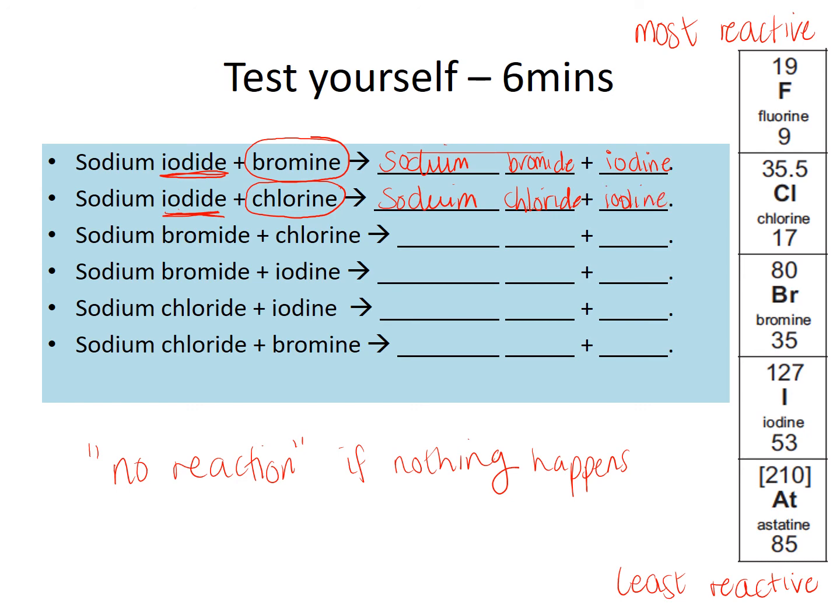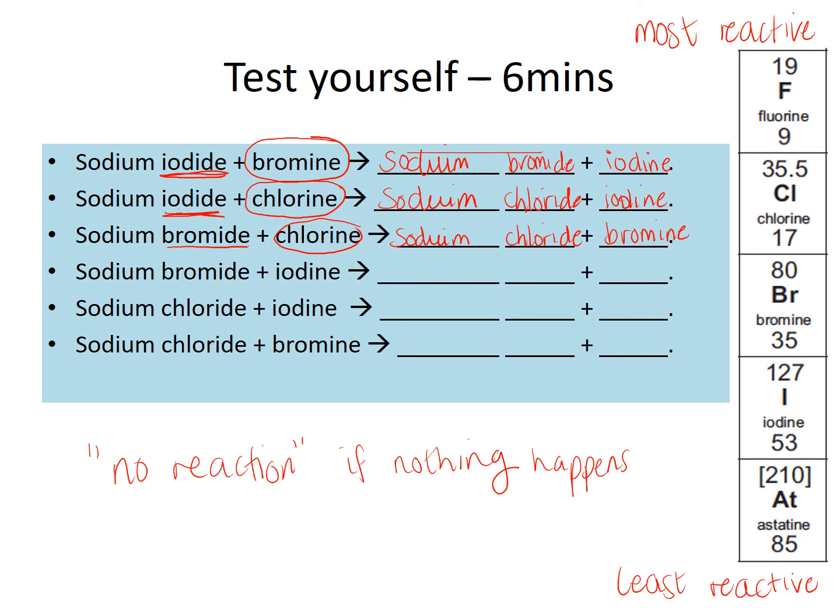Right, for the next question, we need to see if chlorine is more reactive than bromine to see if chlorine can displace the bromide. So we can see that chlorine is up here, bromine is below, so chlorine is more reactive. So we're going to have sodium chloride and bromine as the products.